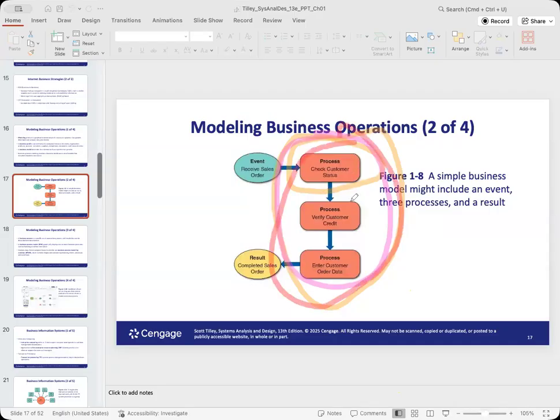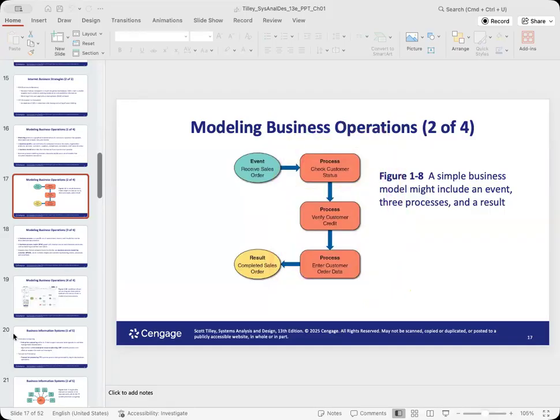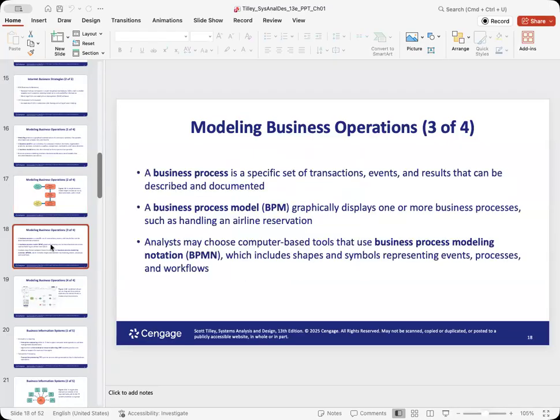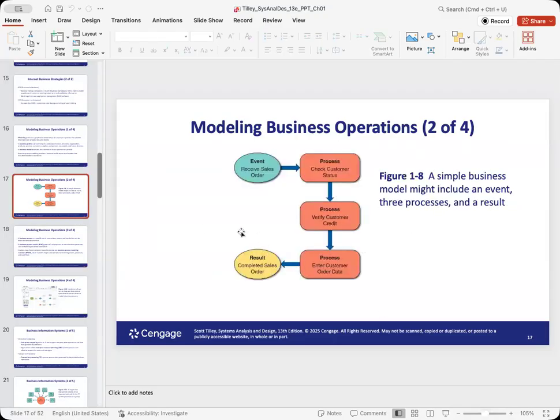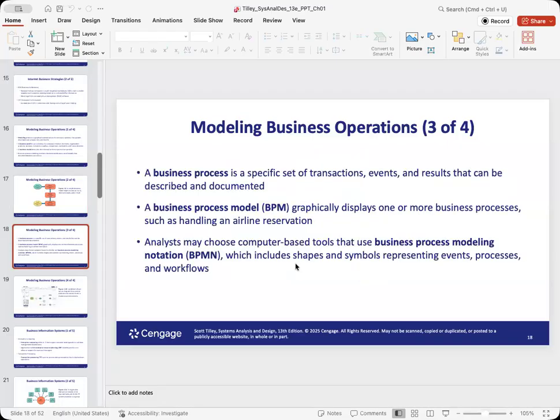The process happens within this area. And that is what I'm describing to you here: that a business process is a specific set of transactions, events, and results that can be described and documented. So you realize that after you are done with the processes here, you complete the order. That is the result, the yellow oval there.